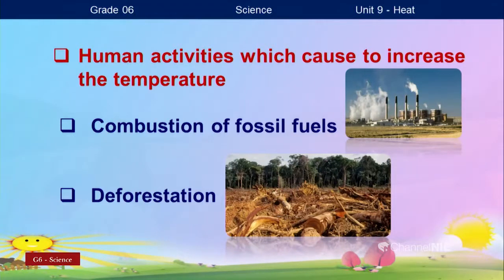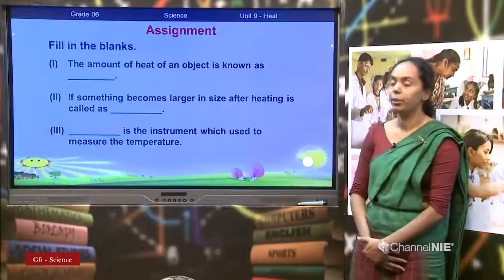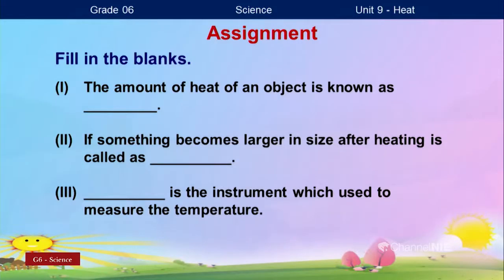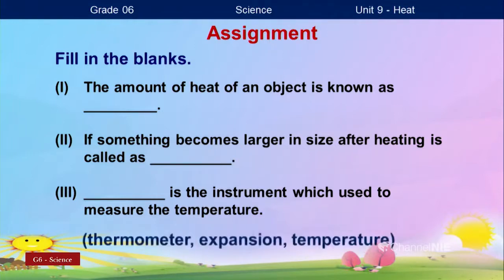Let's do a simple assignment. Okay, now you can fill the blanks. The first question is, the amount of heat of an object is known as. You can find the answers here. The second one is, if something becomes larger in size after heating, it is called as. Then the third one is the instrument which is used to measure the temperature.